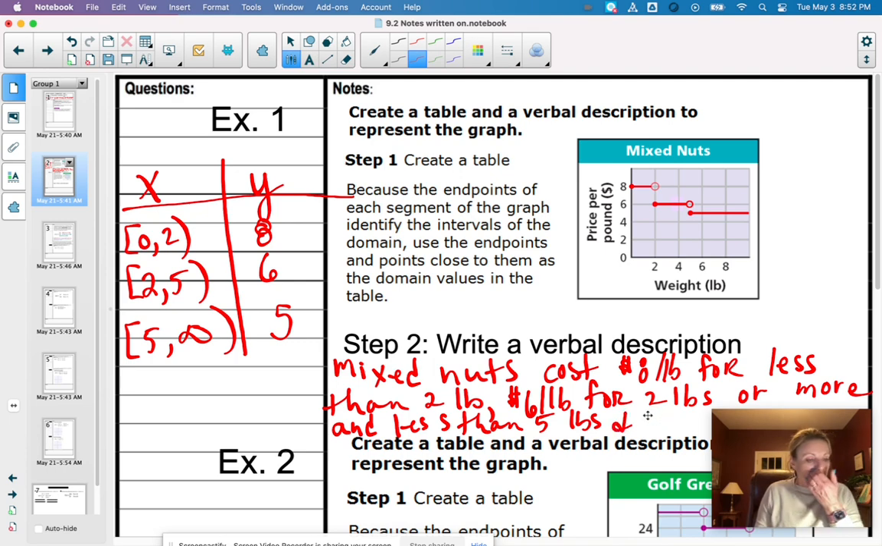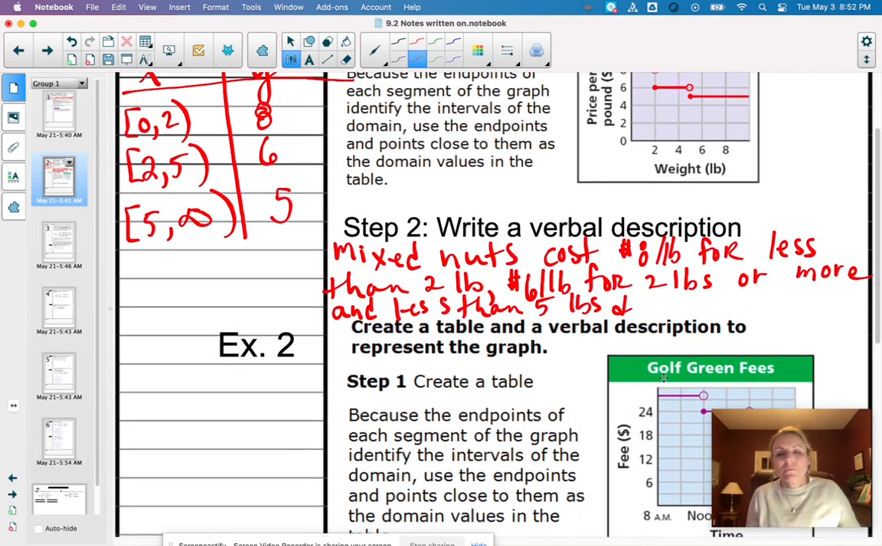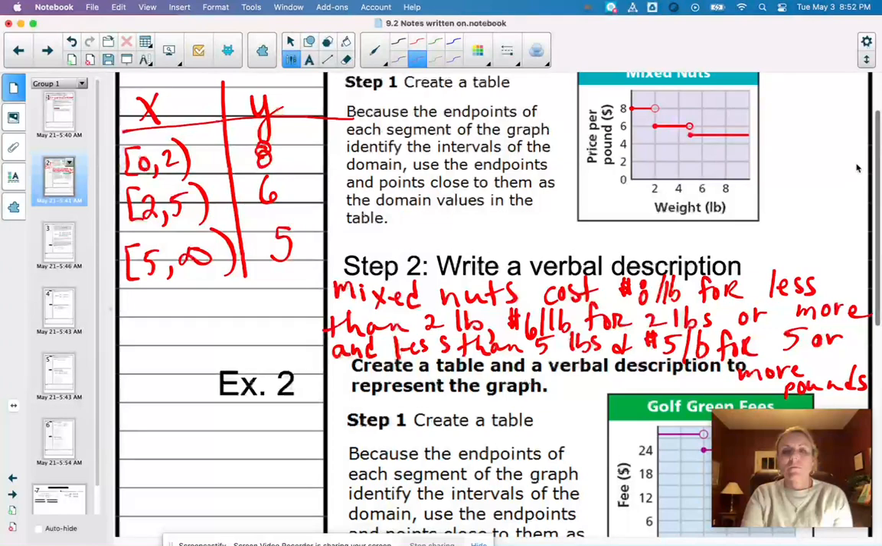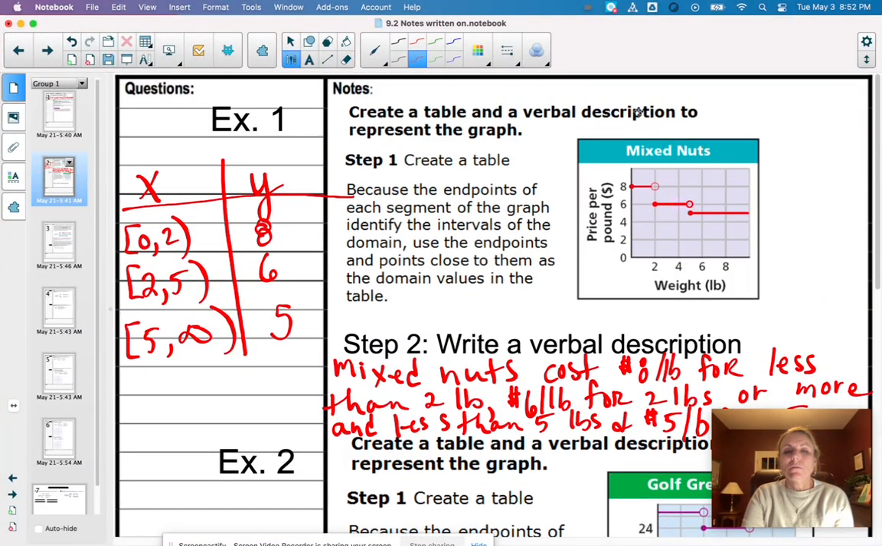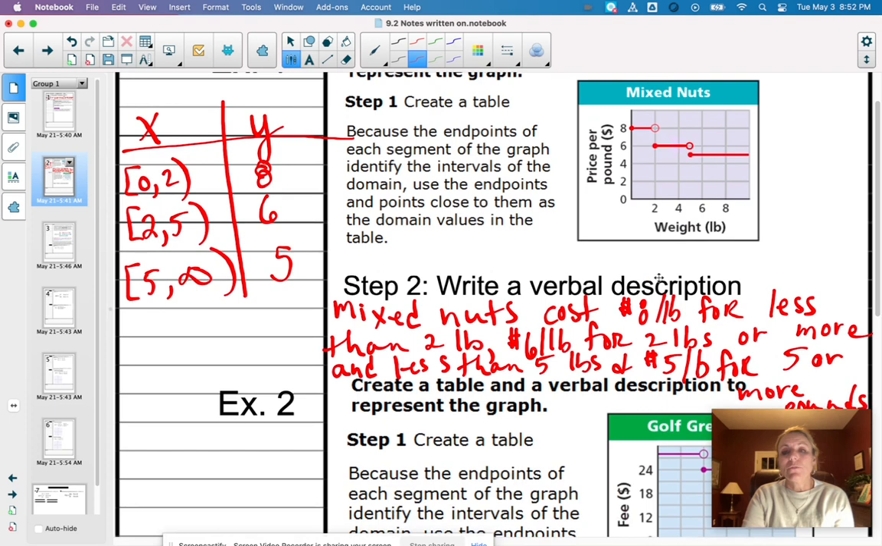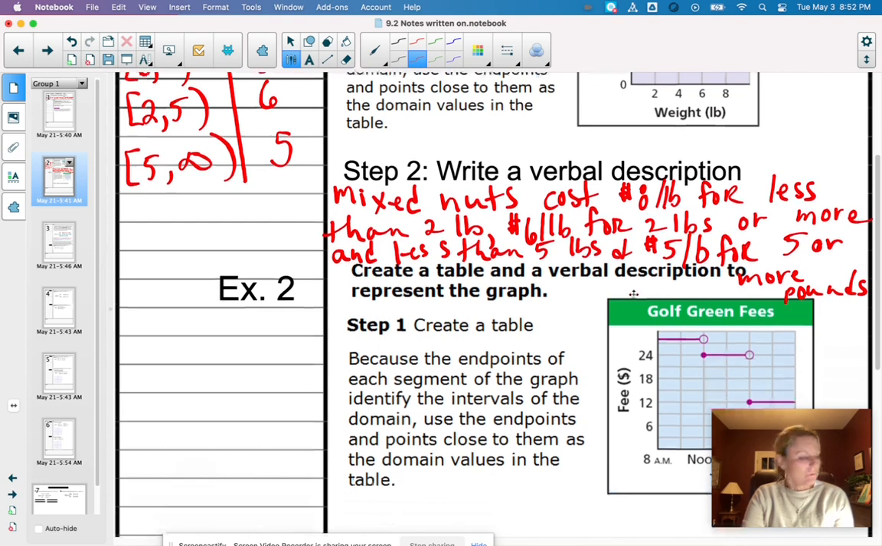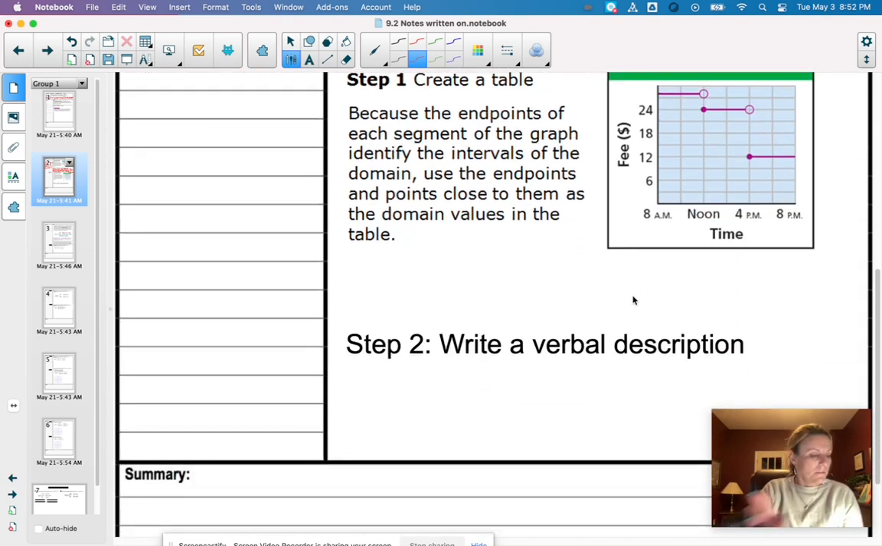And the last part is $5 per pound for 5 or more pounds. So we're looking at the table, or looking at the graph, I should say, and writing a verbal description. Example 2, we're going to do in class.